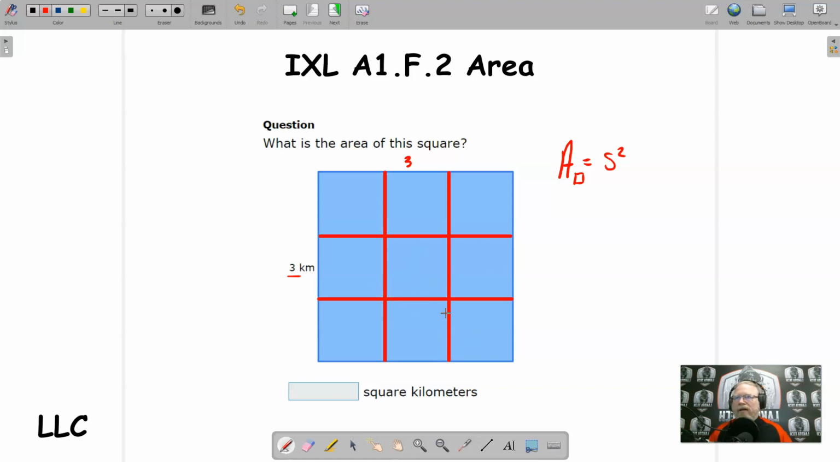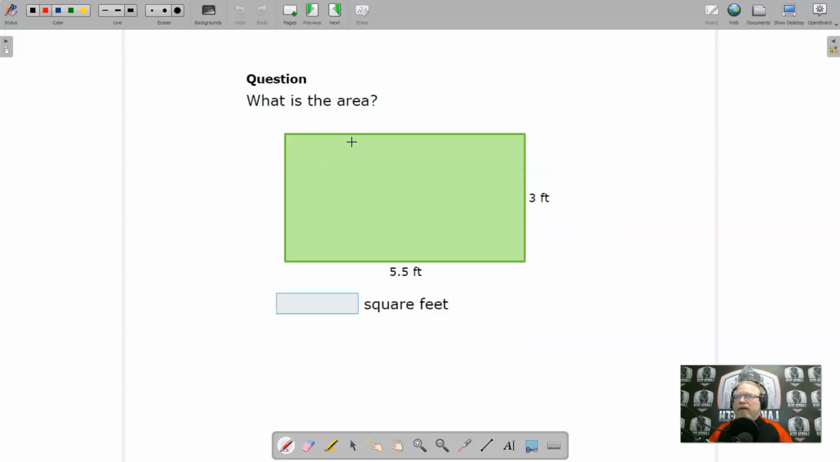So if I plug in this 3, the side length, into the area of a square, then I can see that 3 squared is what I would have. And so I know that the area of this square is equal to 9. So the area of the square is 9. On the next one, this here is a rectangle. So let's talk about the area of a rectangle.